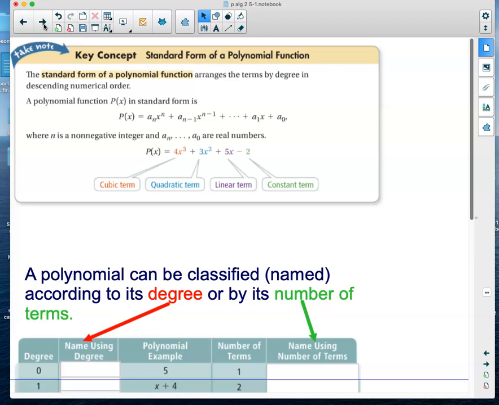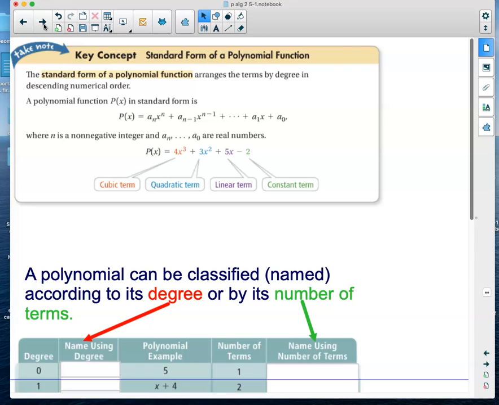A polynomial function in standard form, and I know this looks a little scary, but this is just algebra for saying we're going to put a number in front of an x with a power. Another number in front of the x with a power, and that's a polynomial. N is a non-negative integer. We don't want to have any negatives in there for powers. We already know we're supposed to simplify those anyway when they happen. And a sub n to a sub 0, those are your coefficients. We're not going to work with imaginaries. Those are going to be real numbers.